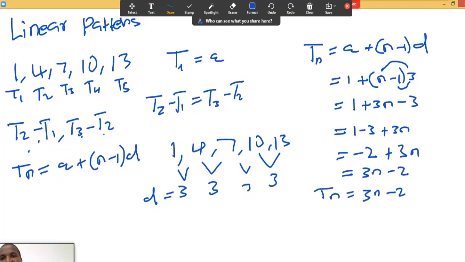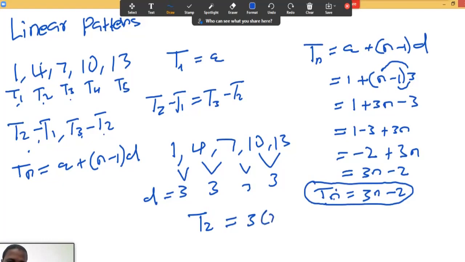Let's test it to see if it works, because we already know that our t1 is 1, our t2 is 4, and our t3 is 7. Let's check if this general formula works. Let's say we want to find term 2. So t2 will be equal to, wherever you see n, you just put 2, because we're looking at term 2. So this would be 3 into 2 minus 2.